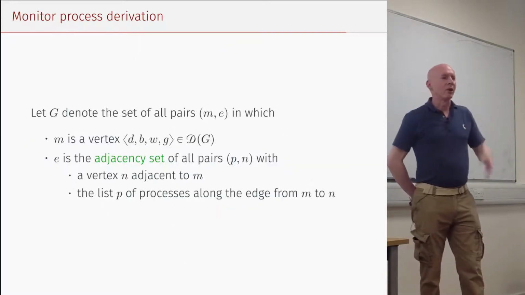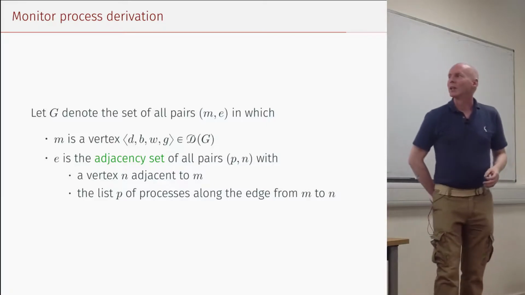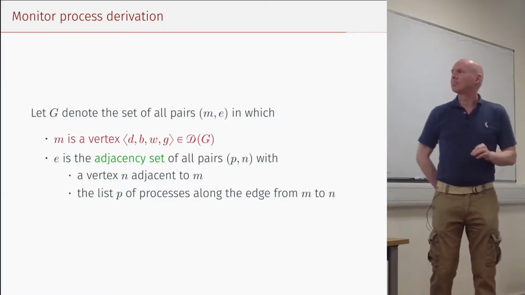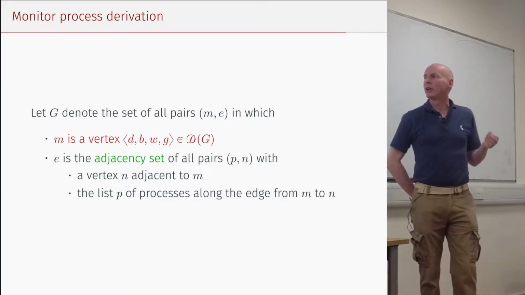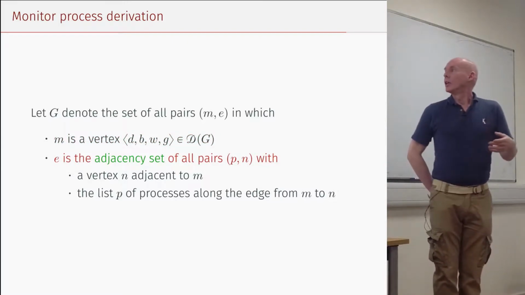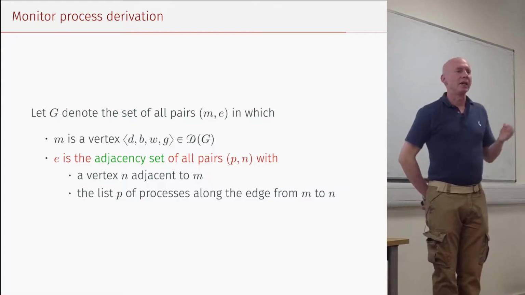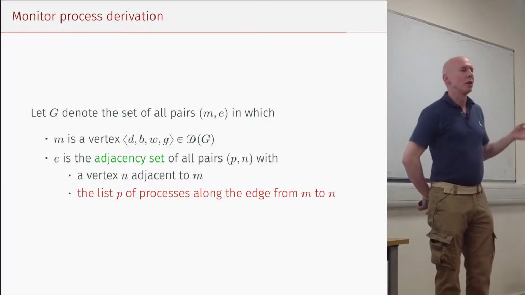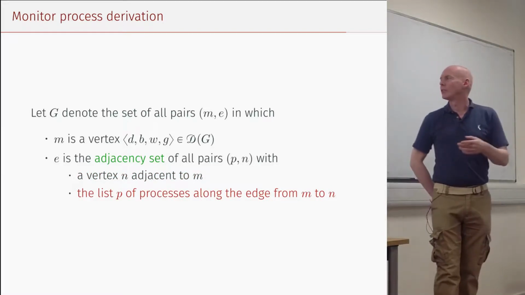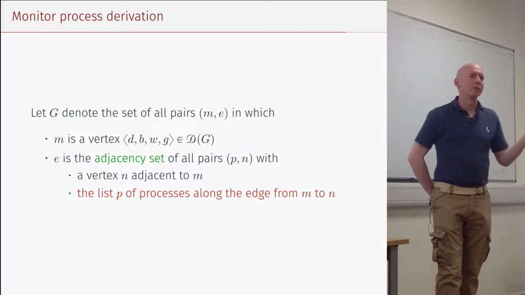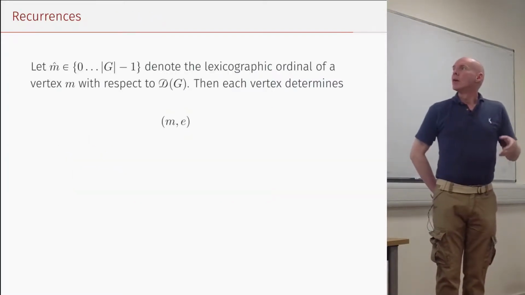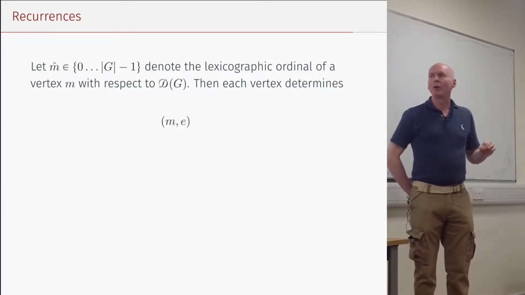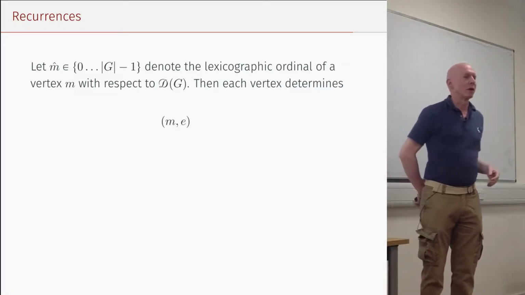If we do this, we can take all of these vertices and we can throw them into this set G of pairs ME, where the left side M is a vertex in the graph and the right side is this adjacency set, which contains a set of pairs Pn, where the right side n is some vertex that's adjacent to M in the graph, and P is the list of processes labeling the edge from M to the adjacent vertex N. And we can go a little bit further and number all of these vertices from 0 up to however many there are in lexicographic order, so that the one where they're all empty sets comes first. And that sort of covers how to build the graph.